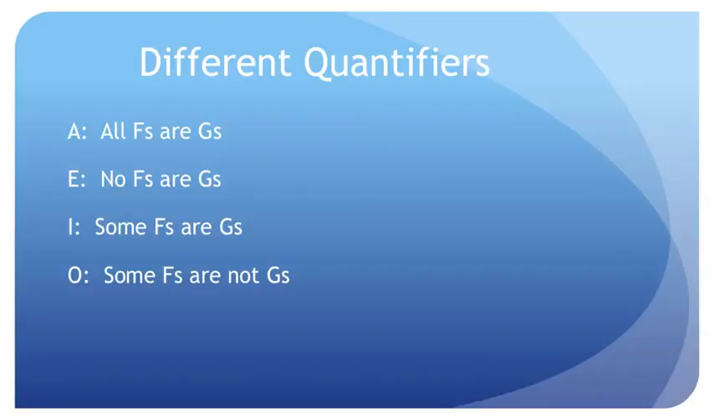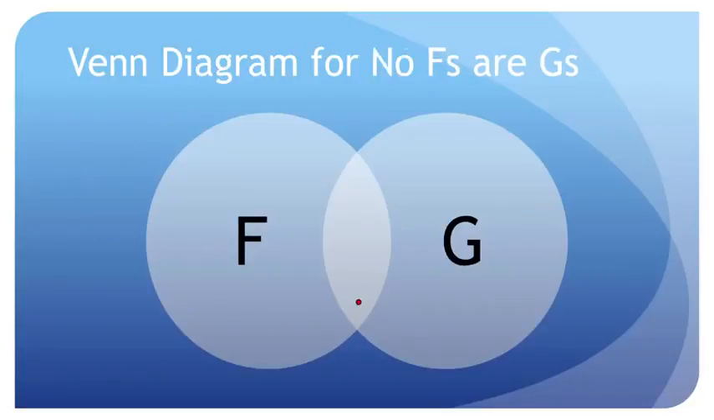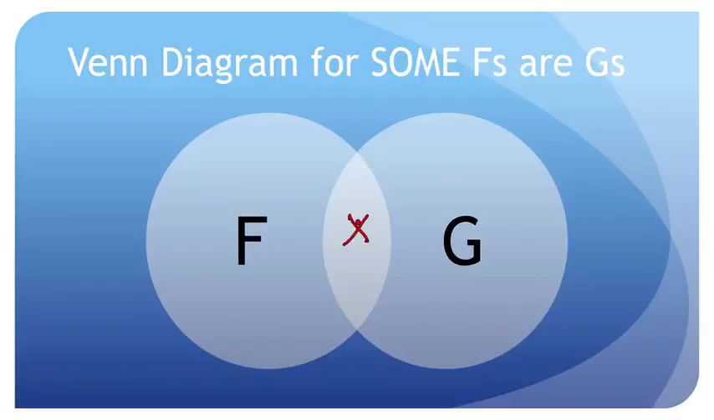Next, there are statements of the I form, some F's are G's. How would you represent those? Some F's are G's, you use an X mark to represent that there is a thing. So you use an X to represent that there is a thing that's in the F circle and that's also in the G circle, right? So there's a thing right there. It's in the F circle, so it is an F, but it's also a G. So some F's are G's. That's how you'd visually represent a statement of the I form.